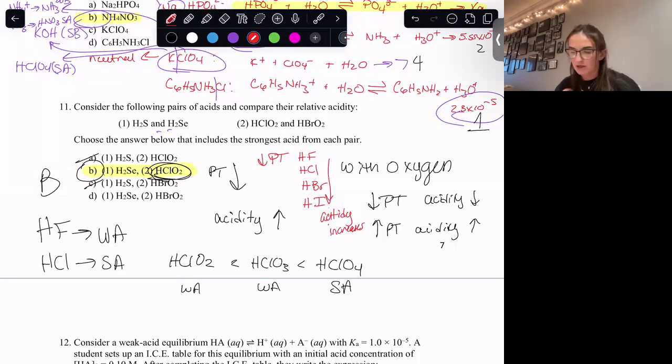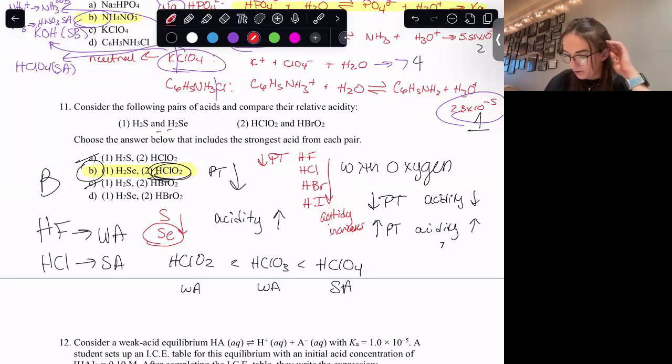Again, having to do with the electrons. So if there's an oxygen in your system or in your molecule, then you want to say, okay, as I go up the periodic table, as size decreases, then my acidity increases. Okay, so that's why we can narrow down to H2Se, because H2S and H2Se go S and then Se. So as we go down the periodic table, Se will be more acidic than sulfur. So that narrows us down to HClO2 and HBrO2.